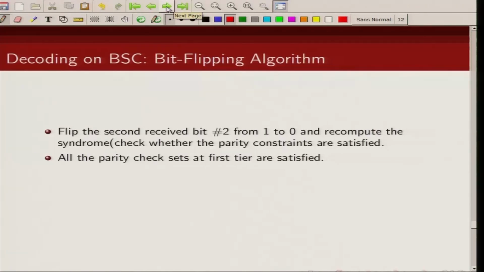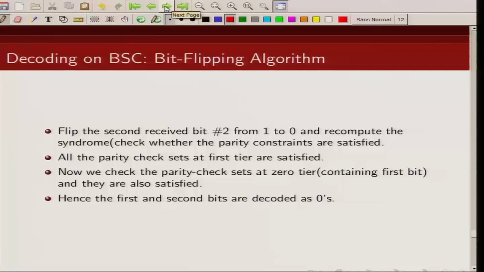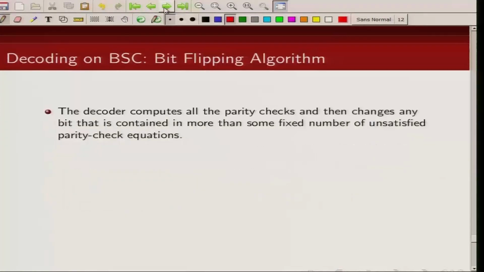So if there are 2 errors, you can see that one iteration was not enough, we had to go for 2 iterations. Now, we go back and check at the 0th tier and we see that at the 0th tier also all the parity check sets are satisfied. So we have successfully decoded the first and the second bit to be zeros, and all other bits were received correctly. So there is no error.